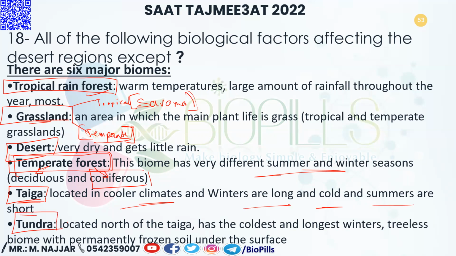Tundra is above the taiga and has the coldest and longest winters. They are treeless biomes with permanently frozen soil, which is known as the permafrost. That's why it's very, very rare. Also, the major biomes can be divided into smaller divisions, and even there are microbiomes, exactly, in the same place, by the way.